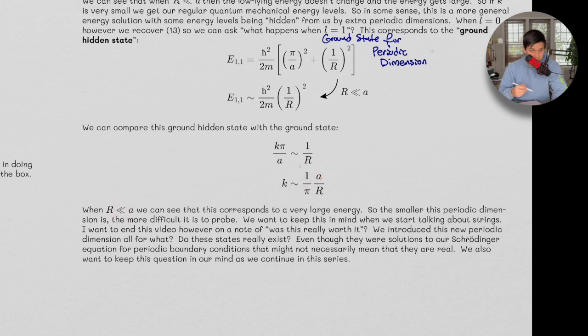And when R, again, is really small compared to A, we can see that when this thing gets really small, our denominator is getting really small, so that means the overall number is going to get really big. Okay, and this corresponds to a very, very large energy. So the smaller this periodic dimension is, the more difficult it is to probe. And this is what we want to keep in mind when we start talking about strings. We start talking about high energy. So this is really high energy solutions. High energy solutions have this notion of periodic dimensions to them, okay?